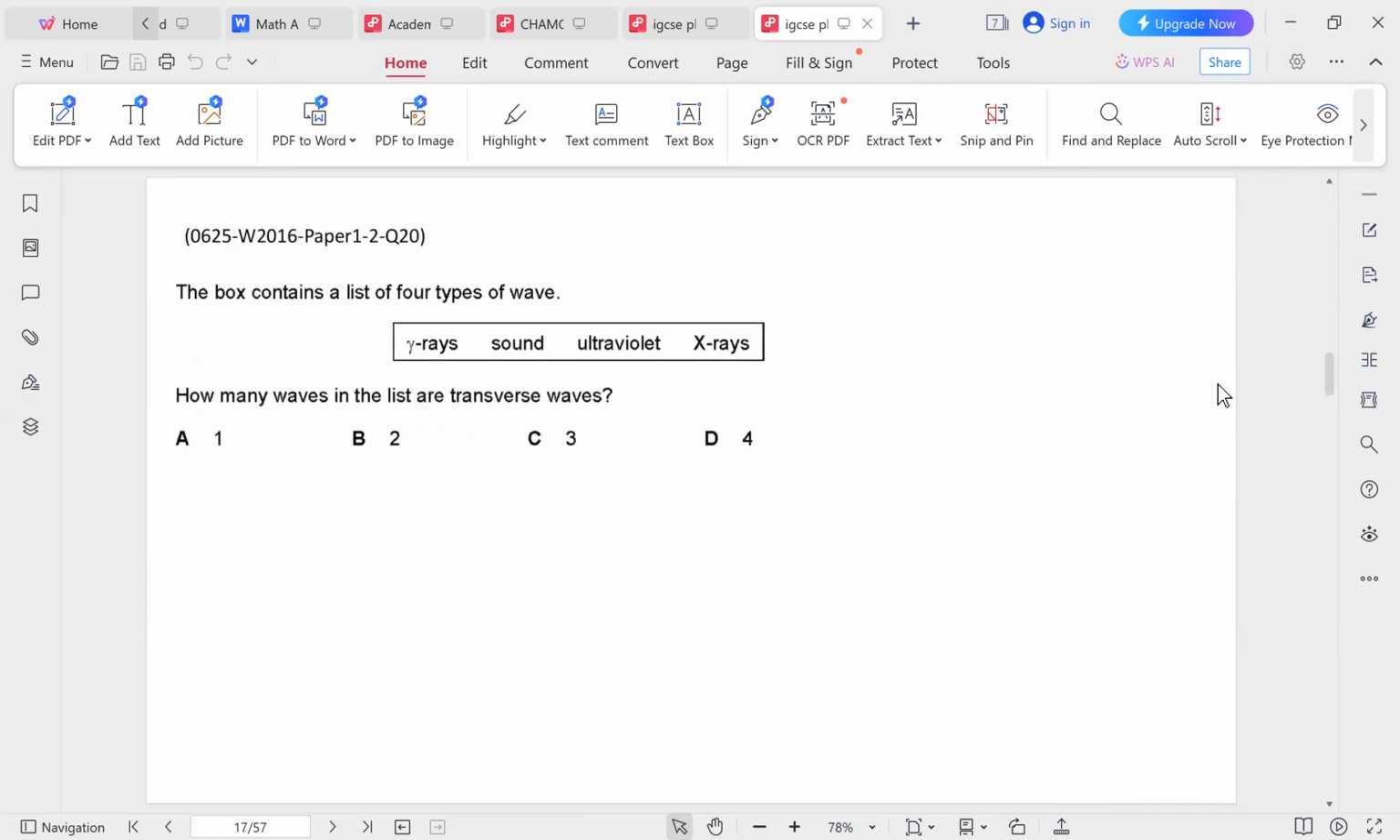A box contains a list of 4 types of wave. How many waves are transverse? Like we said, only sound waves are longitudinal. So the others are all transverse waves. Of course, sound waves and ultrasound waves are longitudinal, but ultraviolet waves are transverse. So we count them among the transverse waves. So C here would be the correct answer. 3 of the 4 are transverse waves.